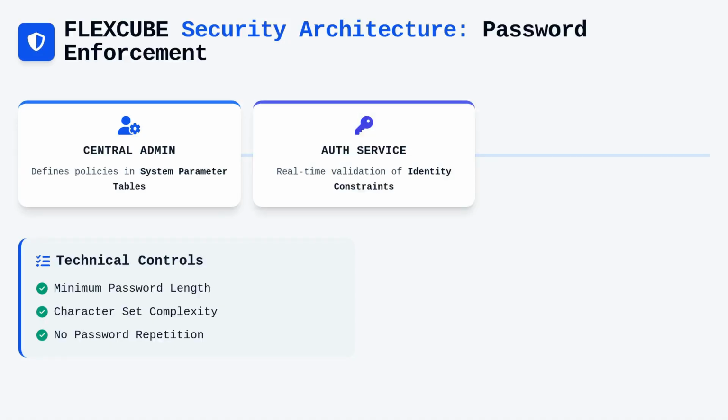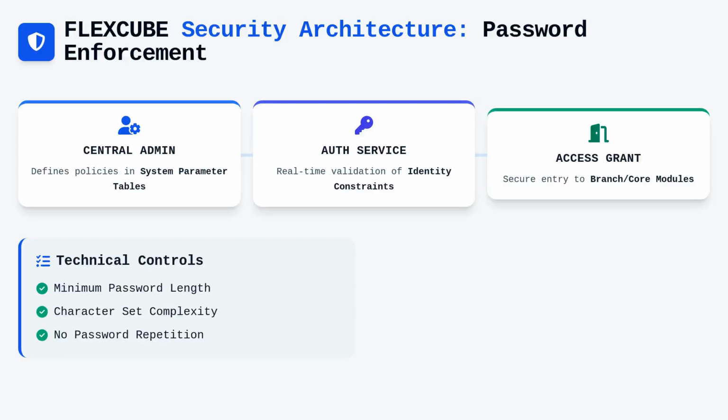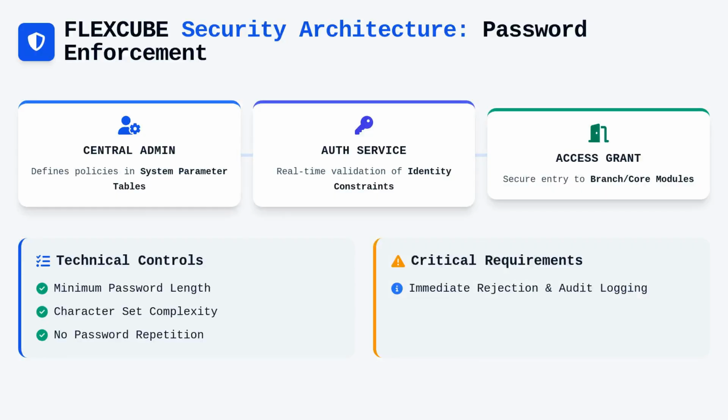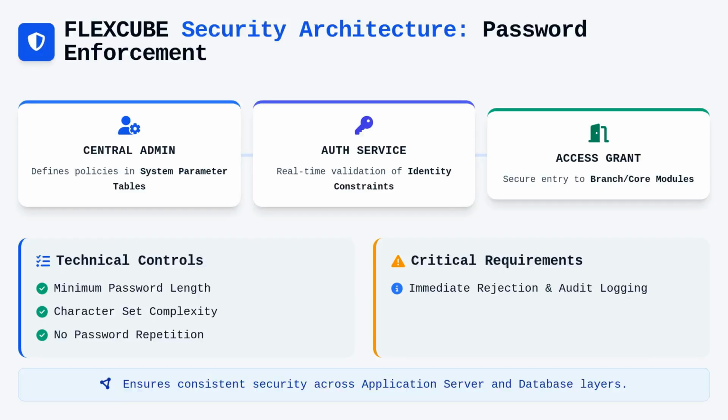When a user logs in, the authentication service validates these constraints before granting access to any branch or core banking module. If a password fails to meet the defined policy, the system must trigger an immediate rejection, logging the event for audit purposes. Consistency across the application tiers is vital here, as we must ensure that the password enforcement logic remains uniform, whether the user is accessing the system via the standard browser interface or through an API gateway integration.